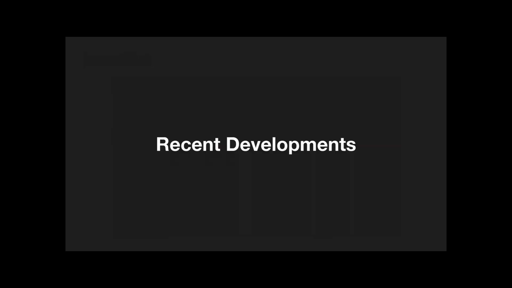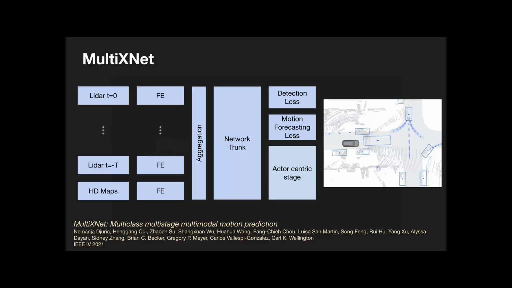So now let's see some extensions and some more modern algorithms that expand on this. More recently, MultiXNet is a significant extension, bringing quite a few improvements. For instance, the addition of an actor-centric stage for refinement of the motion forecasting. Also, the estimation of uncertainties.